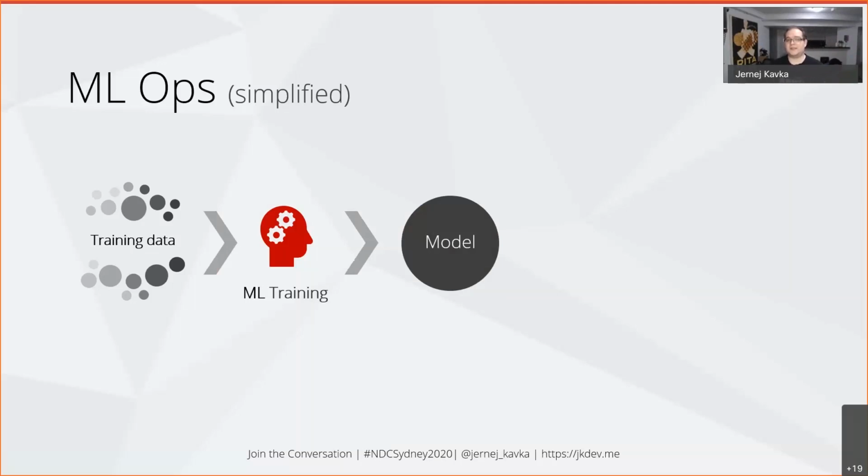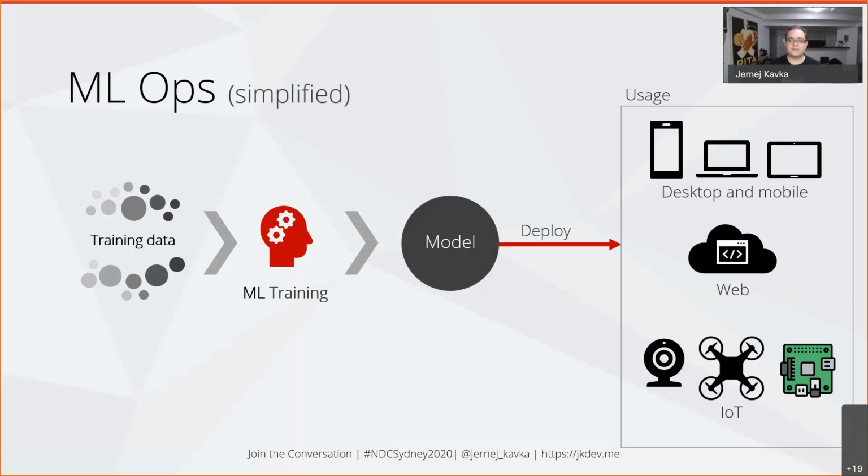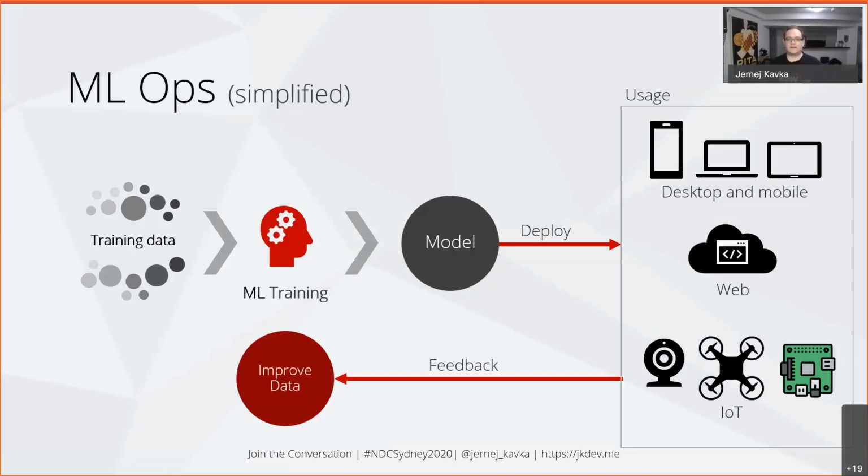But this is not where the journey ends. You also need to deploy this model. You deploy it to your desktop and mobile apps, then you deploy it to web, to IoT edge, and the users then use the application, or the machines use the model. And this is still not the end of the story. The important part comes here. When users are using the application, they give us some feedback, and this feedback can then be transferred into improving data. Then improvements can go back into the training data, and now you repeat the cycle.